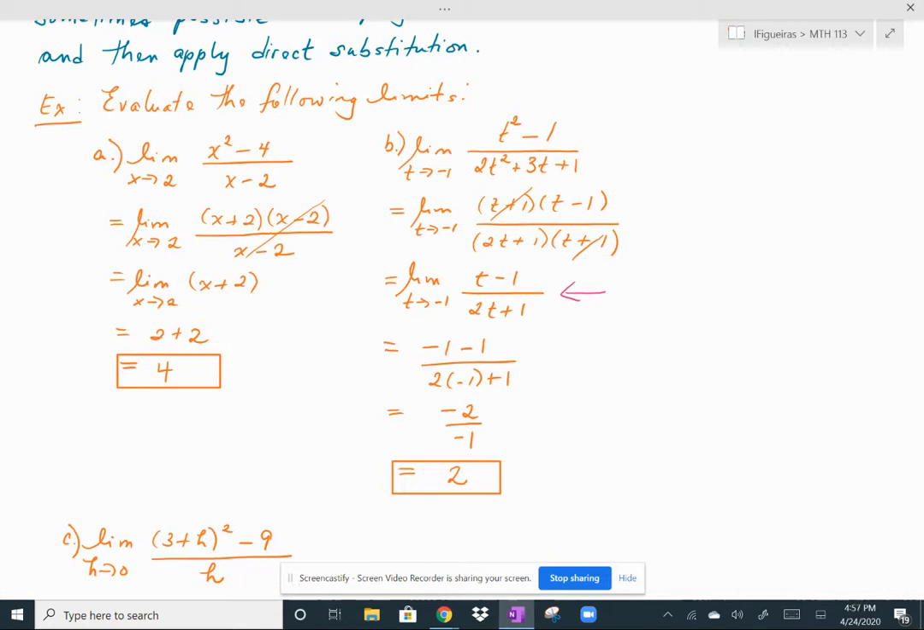Now, if I apply direct substitution, I will no longer have a 0 in the denominator, so you get -1 minus 1 divided by 2 times -1 plus 1. That's -2 divided by -1, which gives me a limit value of 2. Again, notice that my limit is written here while I'm simplifying, but once you use direct substitution, you no longer write your limit.